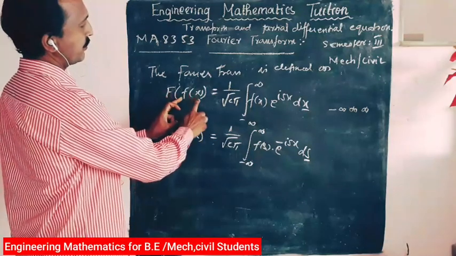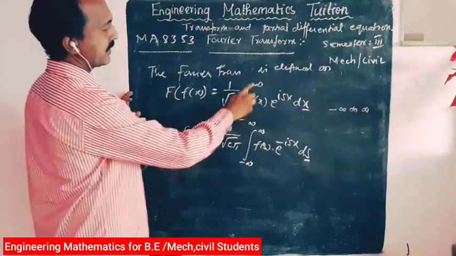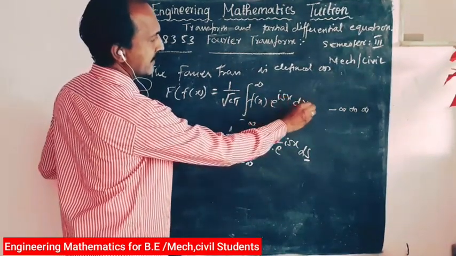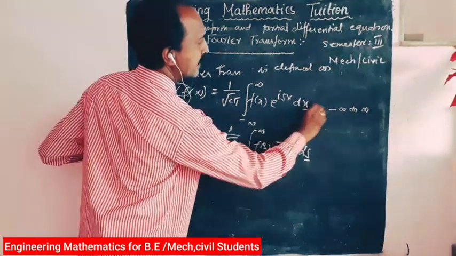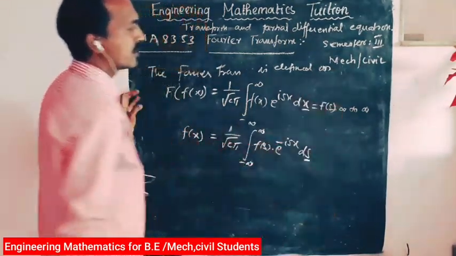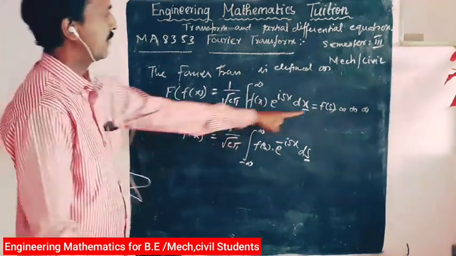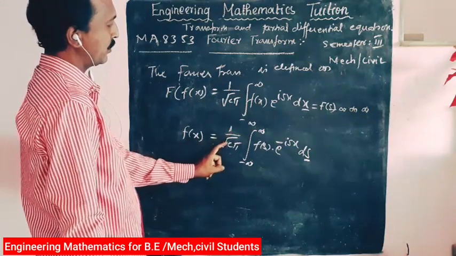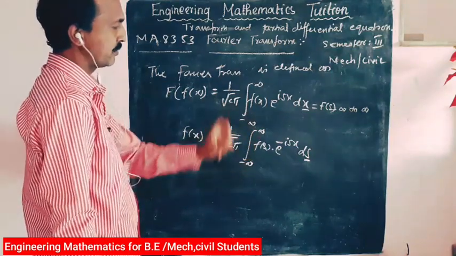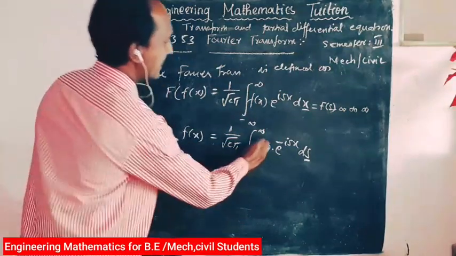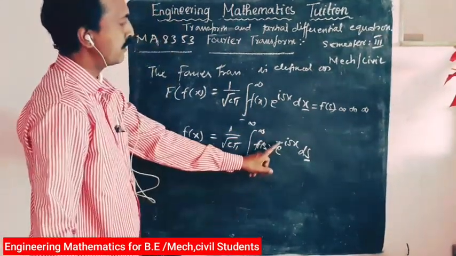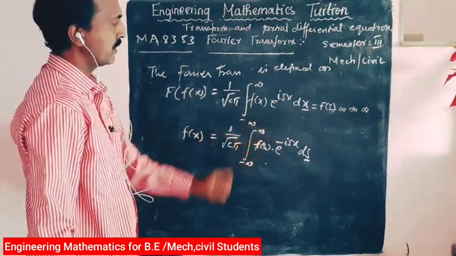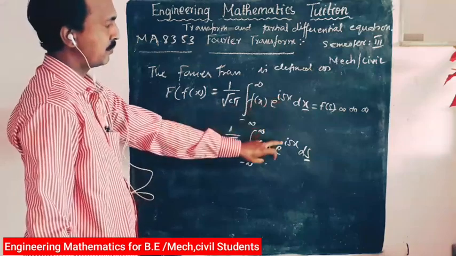So 1 by root of 2 pi integral of minus infinity to plus infinity f of x into e power isx dx, which is nothing but capital F of s. So the notation of the Fourier transform is capital F of s. And the inversion formula is f of x equal to 1 by root of 2 pi integral of minus infinity to plus infinity capital F of s into e power minus isx ds. The difference between this basic definition and the inversion formula is, here the power is plus, here the power is minus.